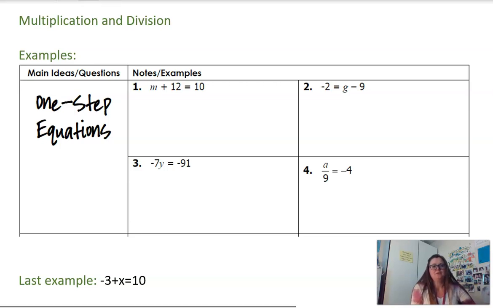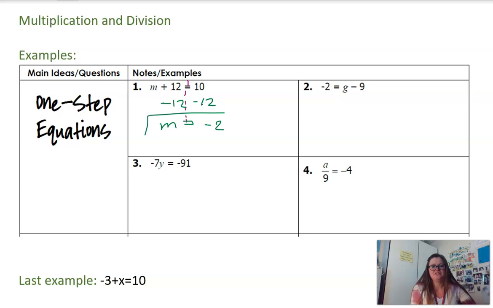So right here, we have an addition example. This one is m plus 12 equals 10. Since we're adding 12 to m, to find out what m is, we want to subtract 12. And remember, whenever you're solving equations, whatever you do to one side of the equal sign, you do to the other side. So I'm going to subtract 12 from the 12 to get rid of it, and I'm also going to subtract 12 from the 10 to see what m will be. These two 12s become 0, so they're gone. All I'm left with is m equals 10 minus 12, which is negative 2.